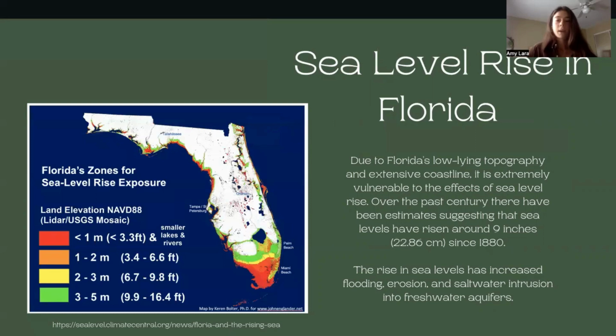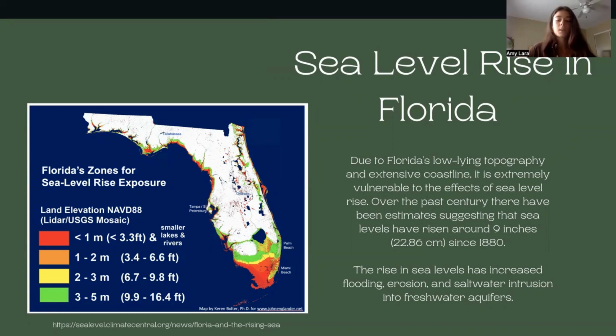Now, bringing in an example back home, sea level rise in Florida. Due to Florida's low-lying topography and extensive coastline, it's extremely vulnerable to the effects of sea level rise. Over the past century, there have been estimates suggesting that sea levels have risen around 9 inches since 1880. The rise in sea levels has increased flooding, erosion, and saltwater intrusion into freshwater aquifers.